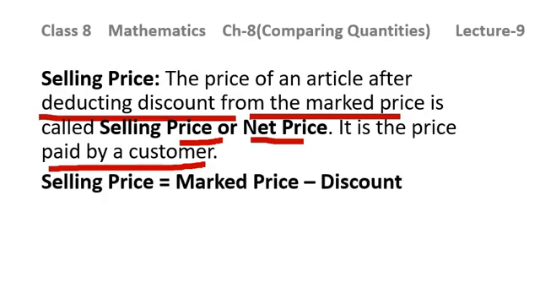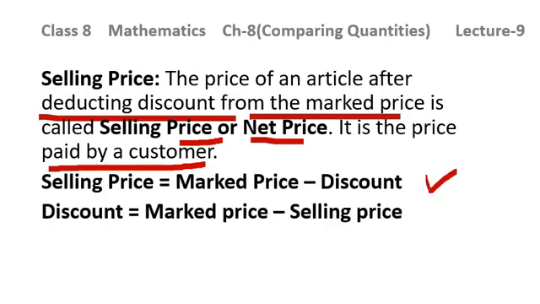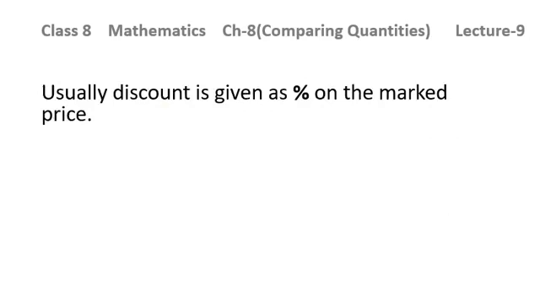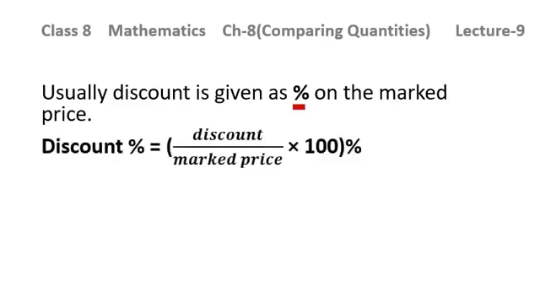So selling price is given by the formula marked price minus discount. And if I write this formula in terms of discount, then it will be marked price minus selling price. Now usually this discount is given to you as a percentage on the marked price, and discount percentage is given by this formula: discount over marked price into 100%.